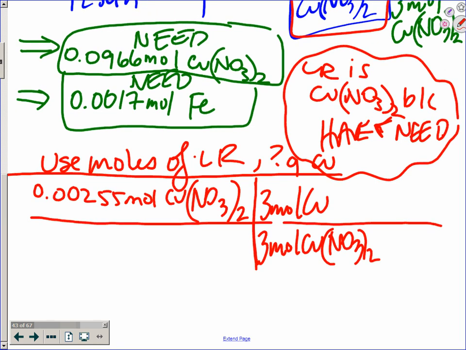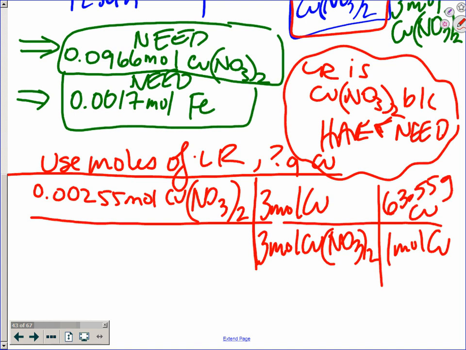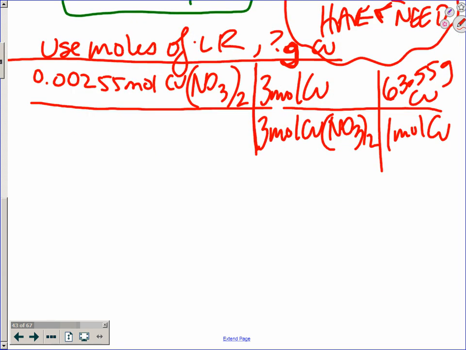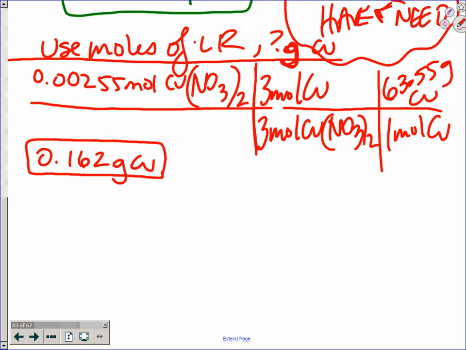Give me the grams. Copper is 63.55. Okay, so 1 mole of copper is 63.55 grams. Thank you. Calculate. So we're solving for grams of copper. 0.1 something? 0.162 grams of copper. Let's look at sig figs in a second too, okay?